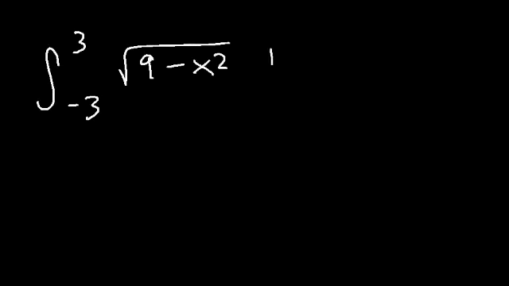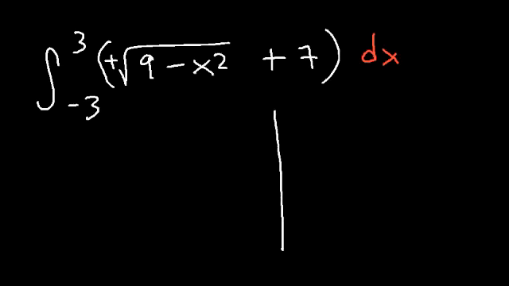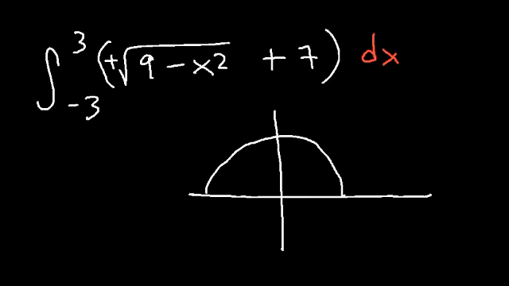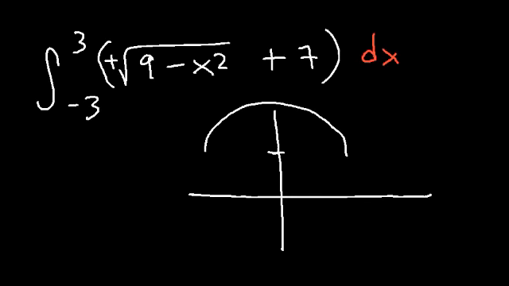Now what about this one? The integral from negative 3 to 3 of square root of 9 minus x squared, plus 7, dx. How can we find the value of this integral? So basically we have a circle that has been shifted 7 units up. And because there's a positive in front of the square root, we know it's the upper semicircle. So typically, this semicircle would be here, from negative 3 to 3, starting from the x-axis. Now, it's been shifted 7 units above the x-axis. So this is 7.